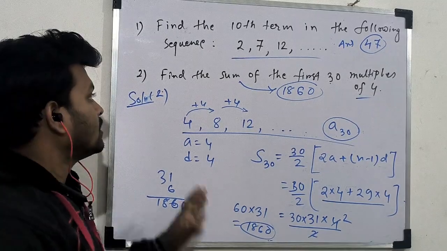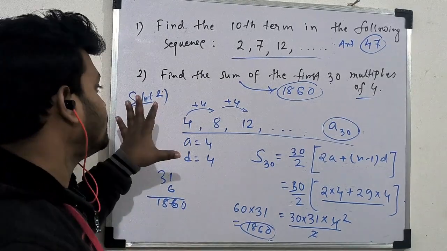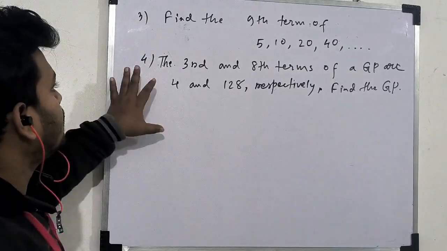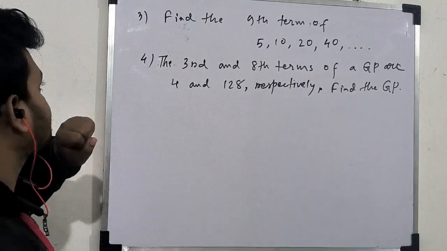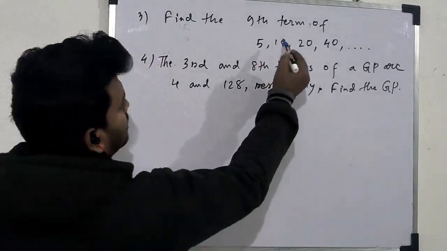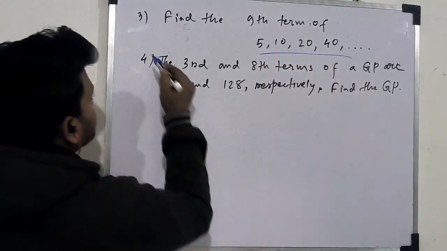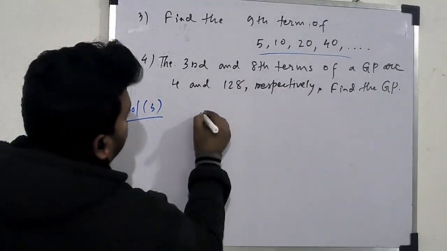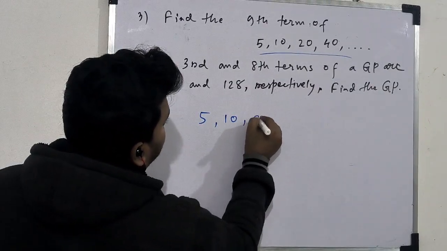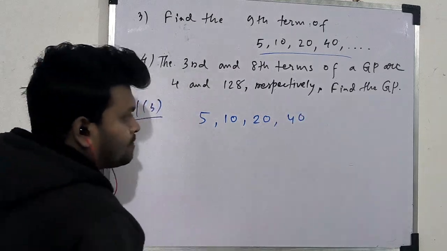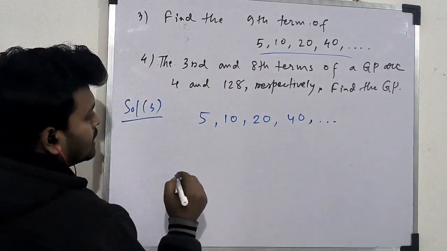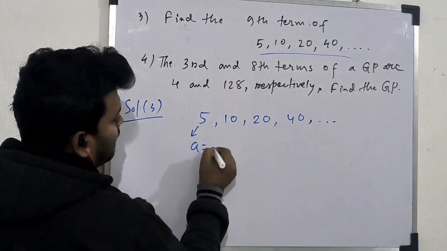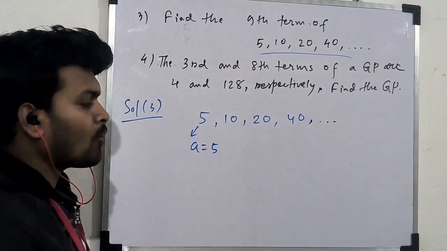So that's it. Now I will solve some problems from GP. Now I will discuss two problems from GP. So the first problem is to find the 9th term of this GP series. So the solution: this is given 5, 10, 20, 40. So this is GP. So here the first term is 5, and we have to find the common ratio.